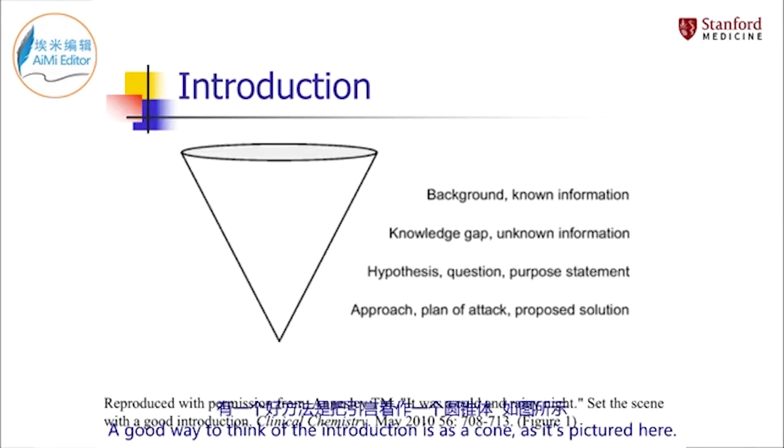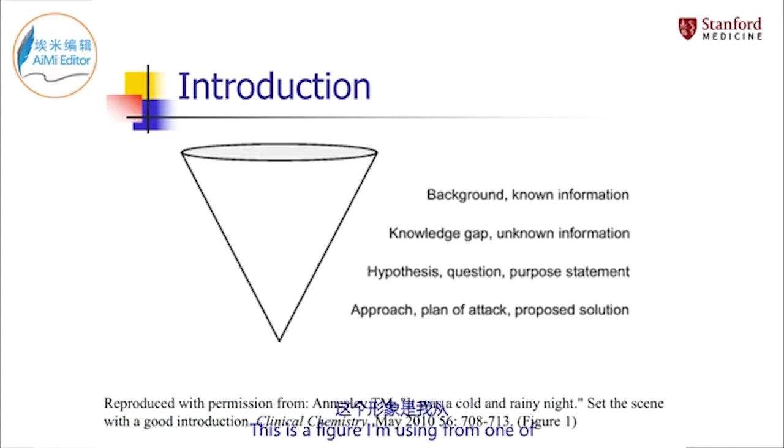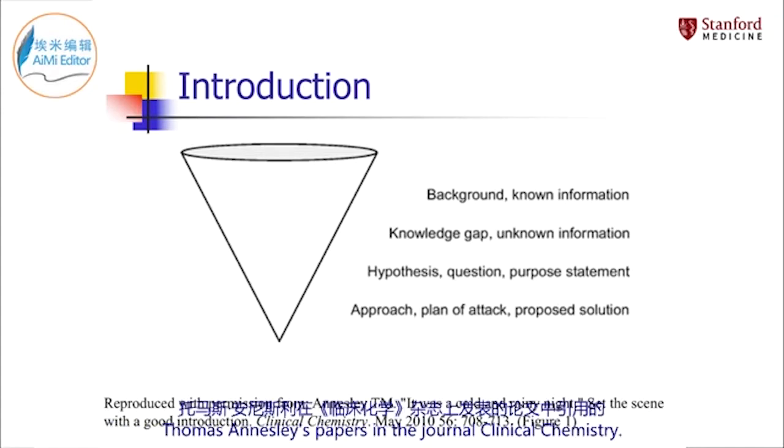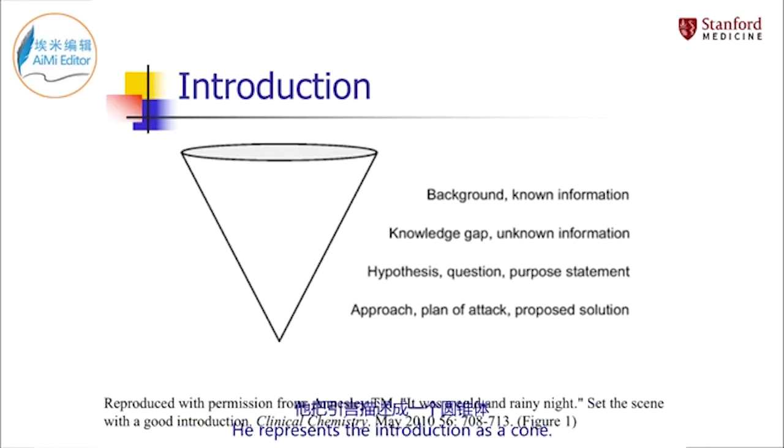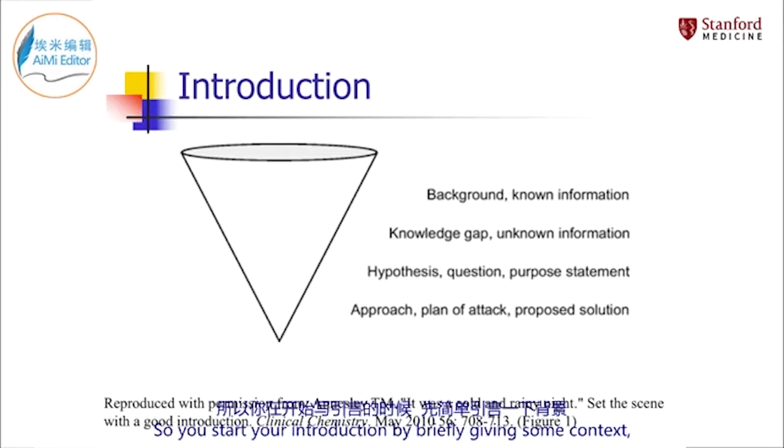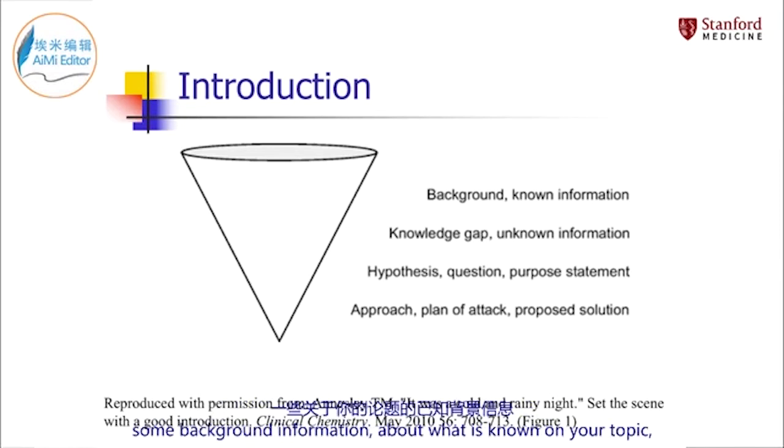A good way to think of the introduction is as a cone, as is pictured here. This is a figure I'm using from one of Thomas Ansley's papers in the journal Clinical Chemistry. He represents the introduction as a cone. The idea is that you're going to start with something general, and you're going to narrow down very quickly to your specific study. So you start your introduction by briefly giving some context, some background information about what is known on your topic, what's known about breast cancer and smoking, about that link.